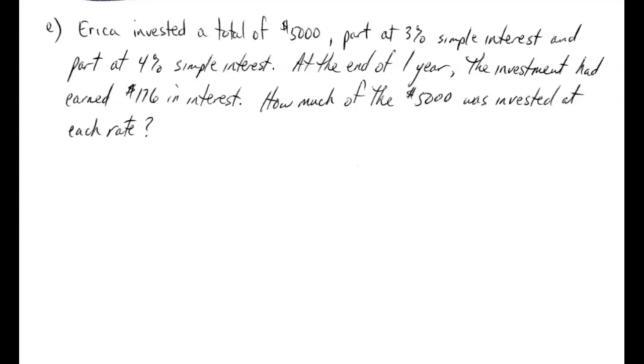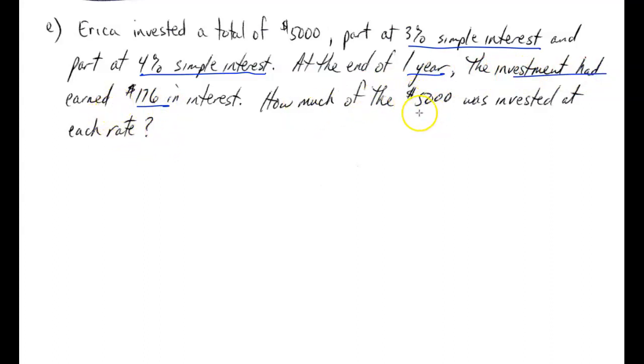In the other problem that we did earlier in this video, we were acting as the borrower. So now in this example we're acting as the lender. And of course, if you're lending the money, then it is an investment for you. So we see here that Erica has invested a total of $5,000, part of it in a 3% simple interest investment, and another part into a 4% simple interest investment. And at the end of 1 year, that investment earns $176 in interest.